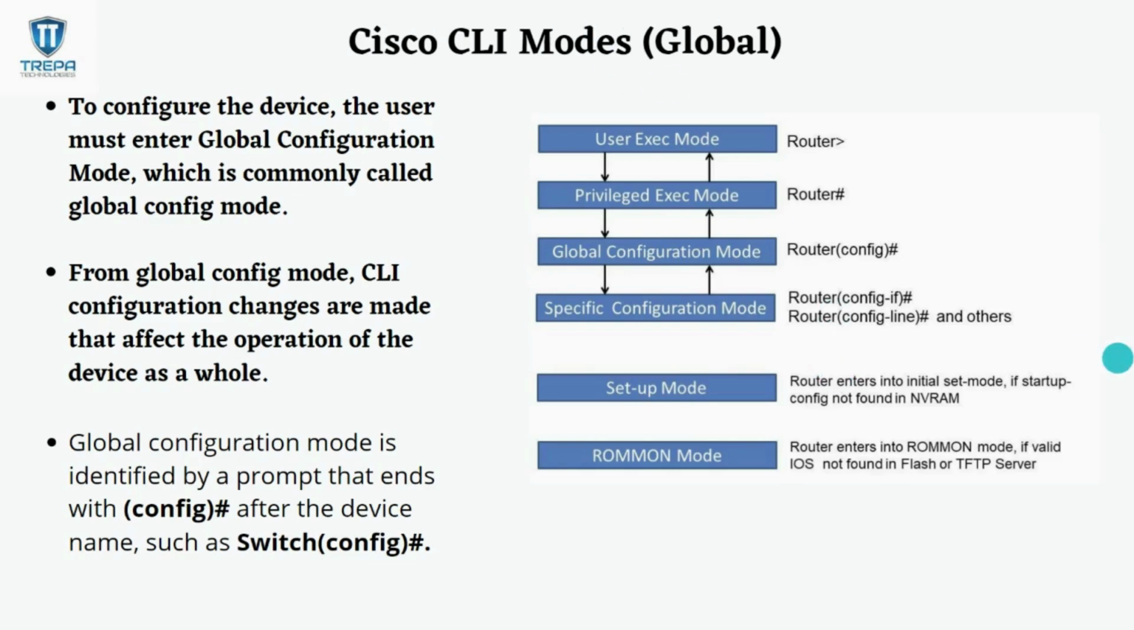Okay, so another quick overview of the CLI modes. From user exec, we go to privilege. From privilege, we go to global. And then from global, we go into specific configuration modes. What do we mean by that?